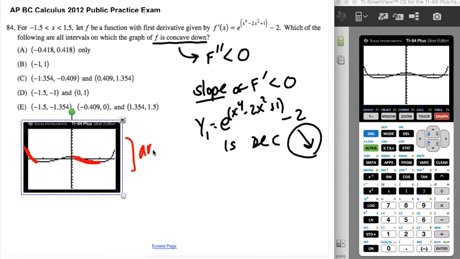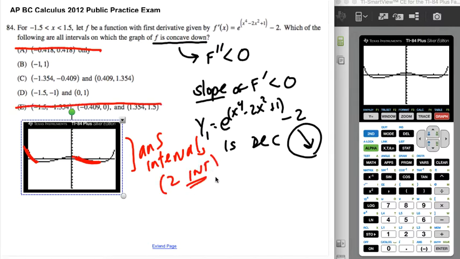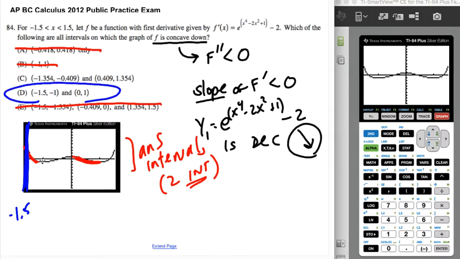So those are my answer intervals, right? So I can do a couple things. Number one, I can cross off anybody that only has one interval, and I can cross off anybody that only has 3 intervals, because there are clearly 2 intervals, right? Oh, sorry, and 1 interval. So I'm down to 2 possible answers. I'm going to argue that I can pick the right answer without even bothering to do second calc anything, because this thing goes right up to the edge, which I know is negative 1.5, so it kind of has to be D.